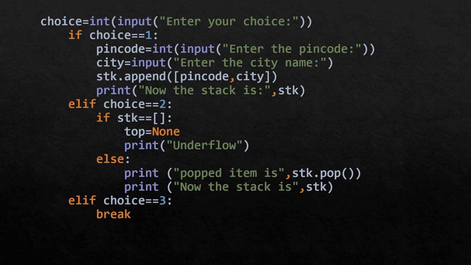Now, if the choice is 2, that means if you want to pop any element from the stack, then you can use the pop function so that one value will be popped from the stack. If the choice is 3, then it will exit.